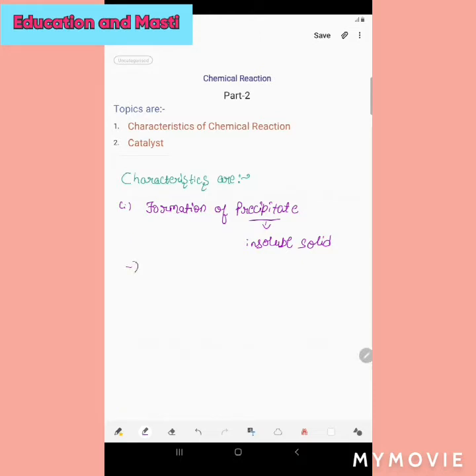Let's take the example: if we are taking some amount of silver nitrate solution in a clean test tube. In that I am taking silver nitrate, AgNO3, plus I am taking the sodium chloride solution, NaCl, and then the reaction will give silver chloride, AgCl, and sodium nitrate, NaNO3. I have written this chemical equation.